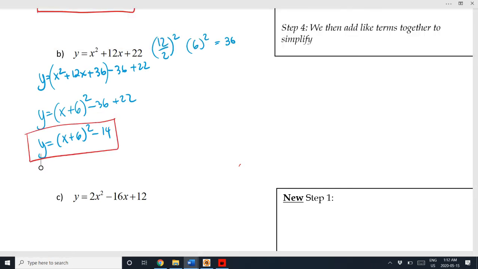So you can see how simple it is to go from standard form to vertex form using this completing the square technique. It saves us a lot of time from having to factor, finding the midpoint, plugging it back in, then finding the vertex. We can go straight to the vertex form using this technique.